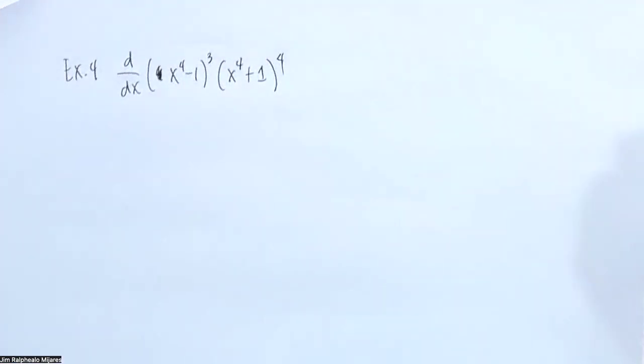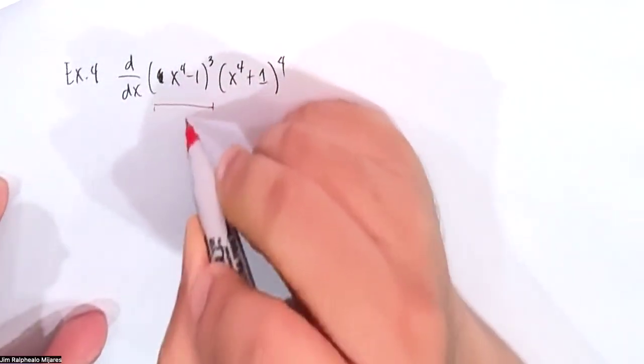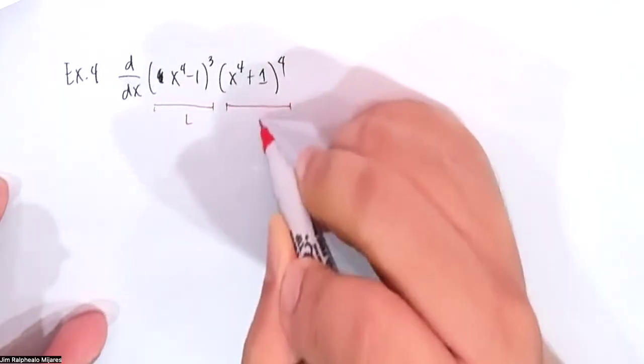Right. So what's the derivative with respect to x of (x^4 - 1)^3 times (x^4 + 1)^4? Okay, pause here to try. By the way, as a hint, if you're already trying, you're going to need the product rule because you have a left function here and a right function here.